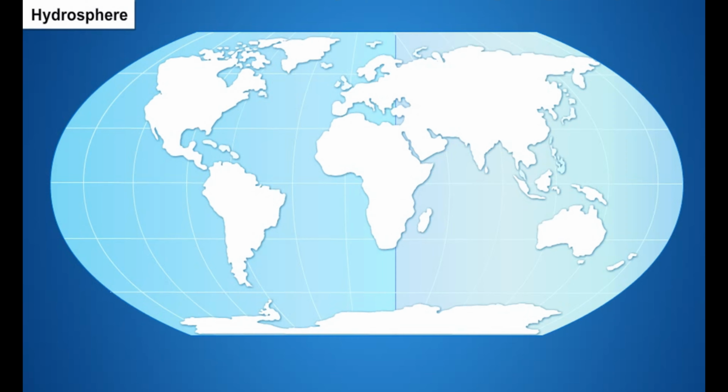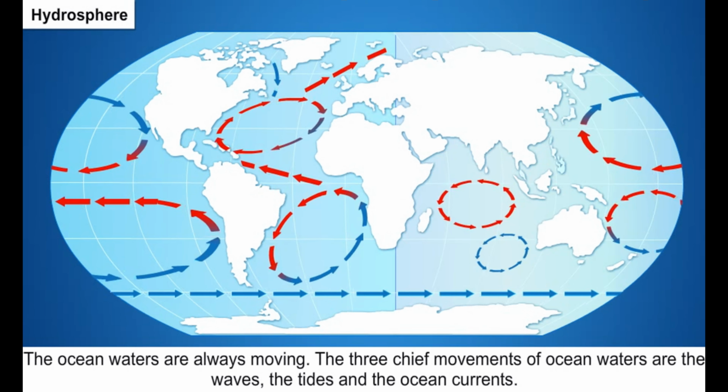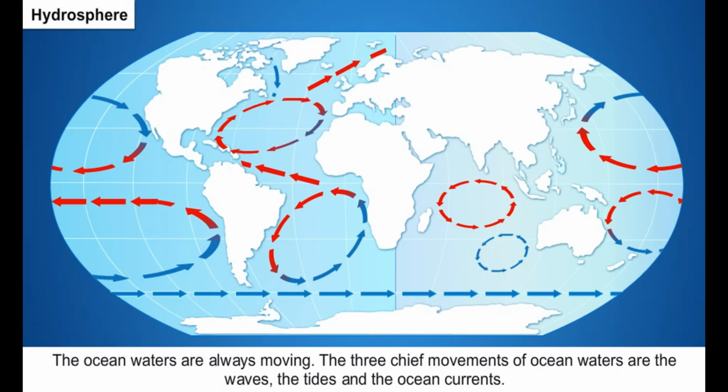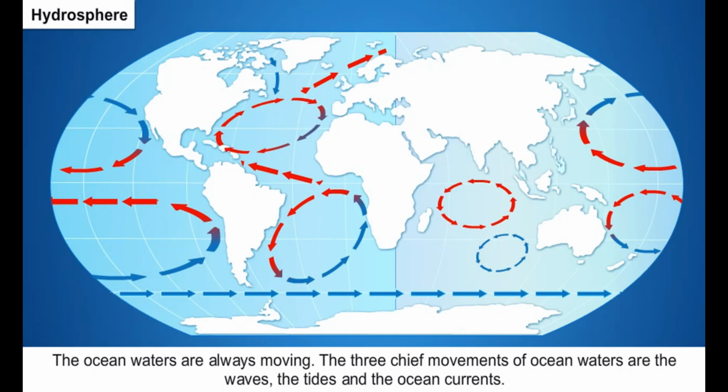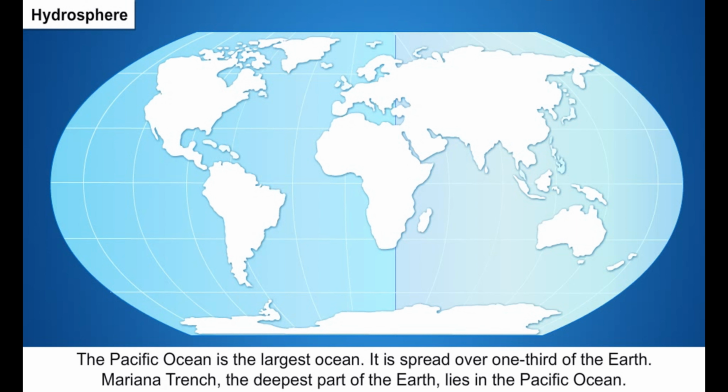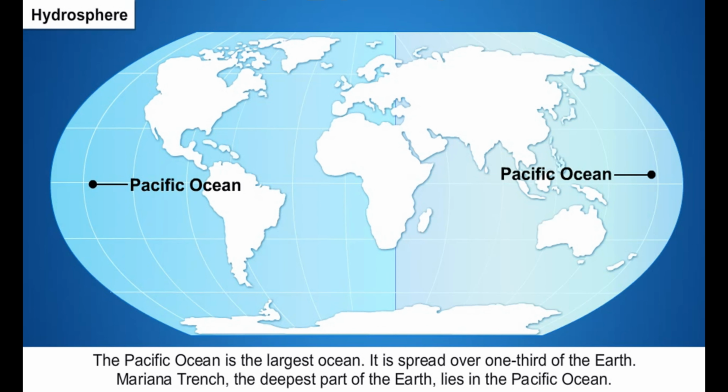They are all interconnected. The ocean waters are always moving. The 3 chief movements of ocean waters are the waves, the tides, and the ocean currents. There are 5 major oceans on Earth. 1. The Pacific Ocean is the largest ocean. It is spread over 1/3 of the Earth.